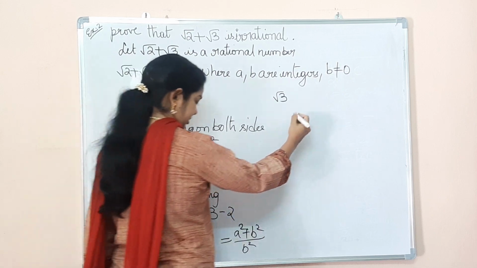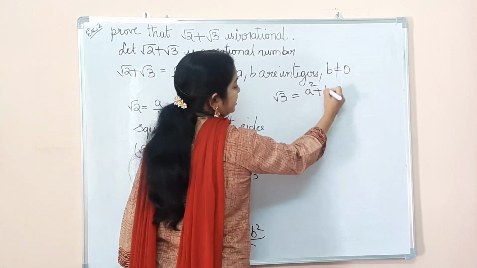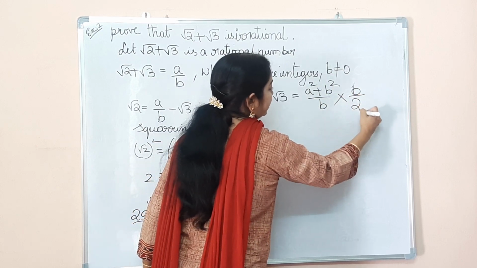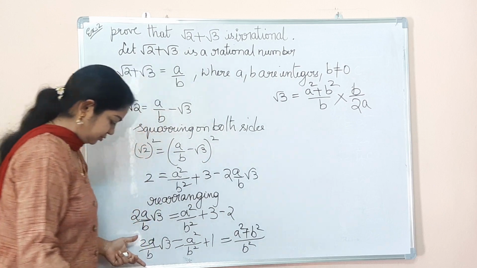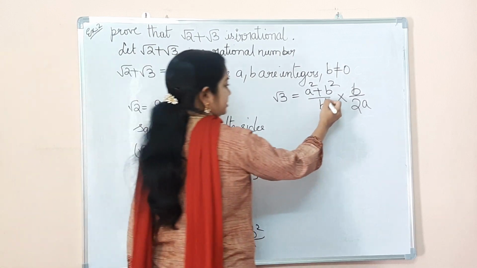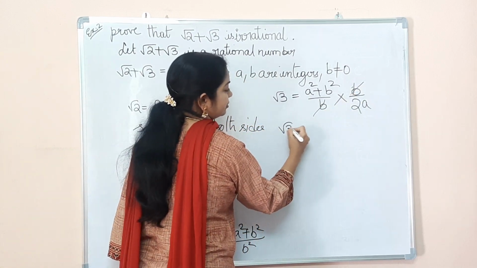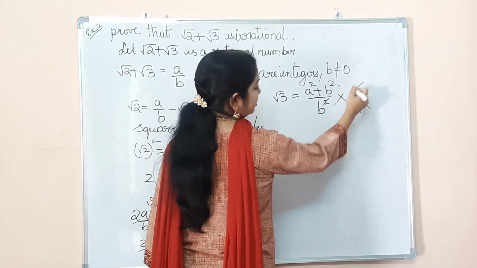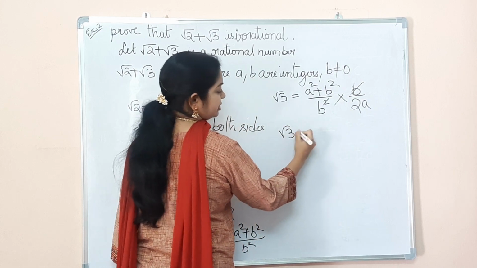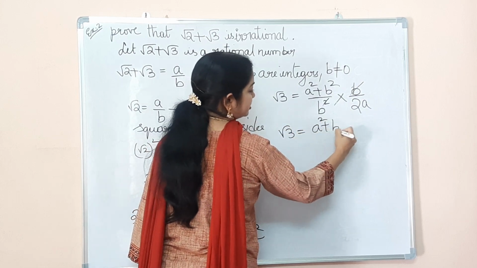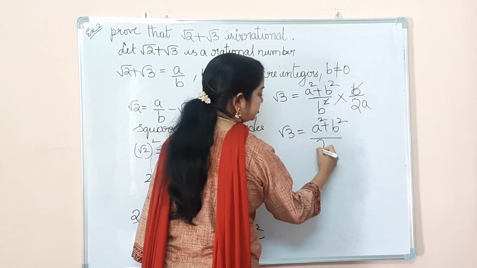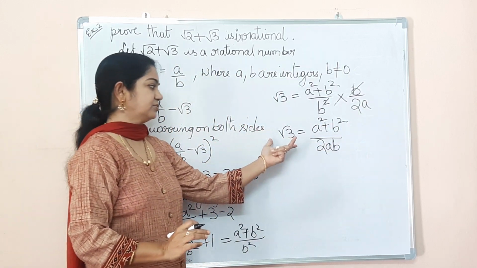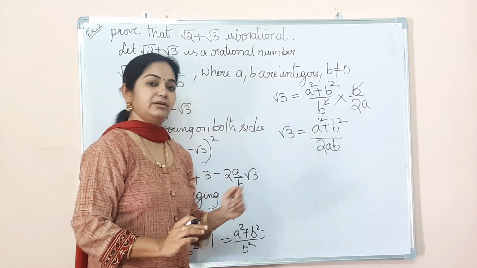Taking this fraction to the other side, if you go a square plus b square by b square, the fractions become reciprocal, b by 2a becomes 2a by b. Cancel both b terms. We are cancelling b. There are two b's here, one b here. Root 3 is equal to a square plus b square by 2ab. We got this.